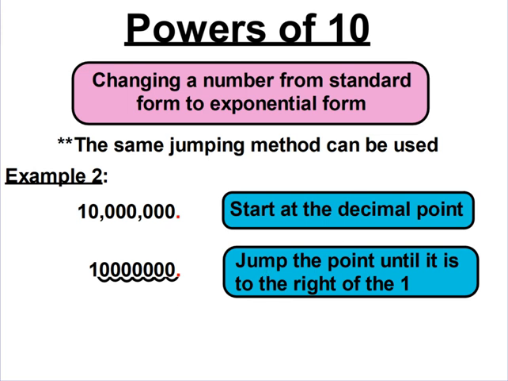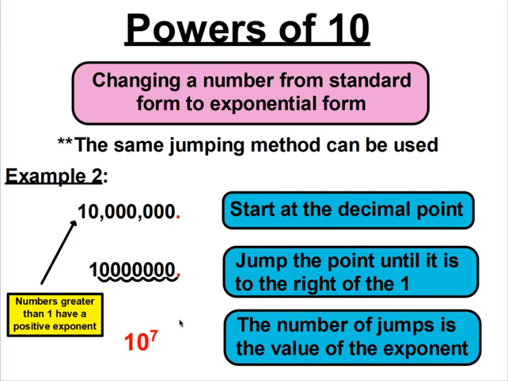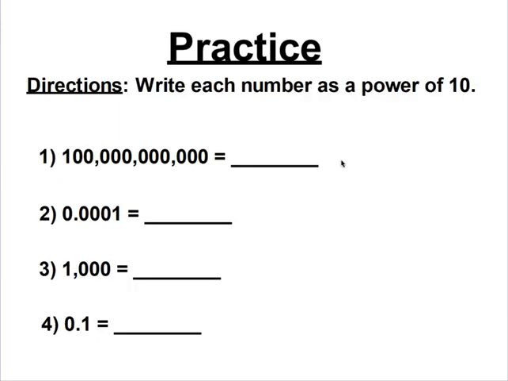So when I write out my answer, I'm going to have a base 10, and the number of jumps is the value of the exponent. So it's going to be 10 either to the 7th power or to the negative 7th power. Since I'm starting out with a number greater than 1, a large number, it's going to be positive 7, so 10 to the 7th power. Okay, so try that out. See how you do, hit pause, and then when you're done, you can take a look at the answers to see how you did.